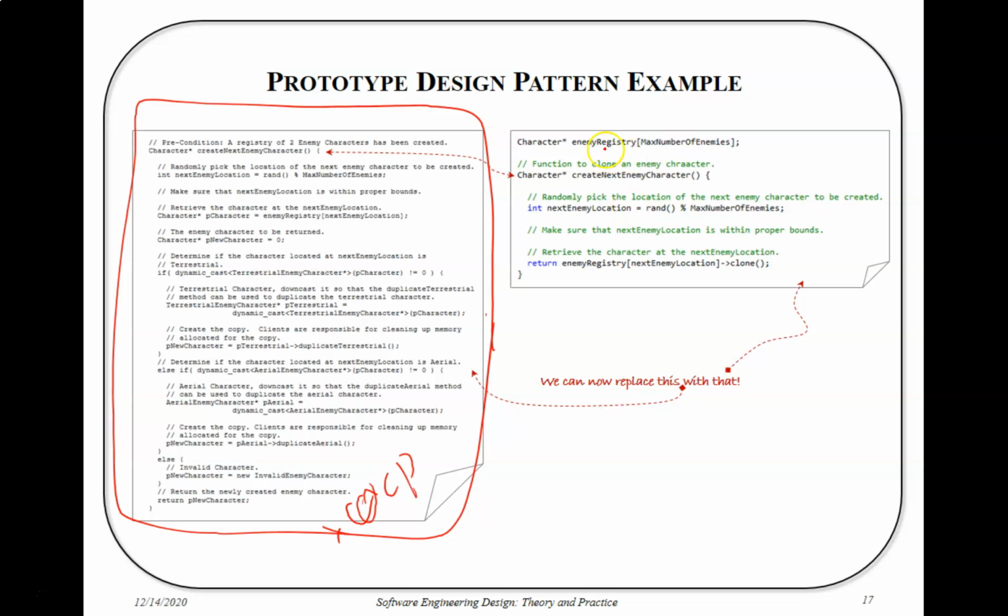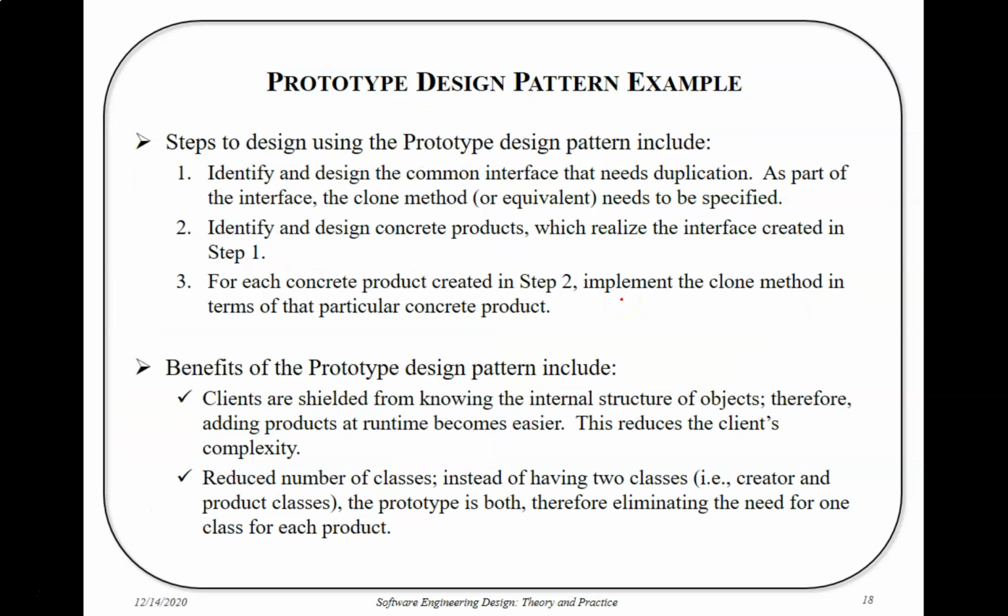So we have a character energy registry, max number of enemies. This is the array of the enemy registry. And then here we use a random location to get the next enemy location that we want. And then we clone. When we do the clone, it will return the enemy character from the enemy registry for the next enemy character. So that is the prototype pattern. It makes it easier to duplicate the object, the current state in the program.